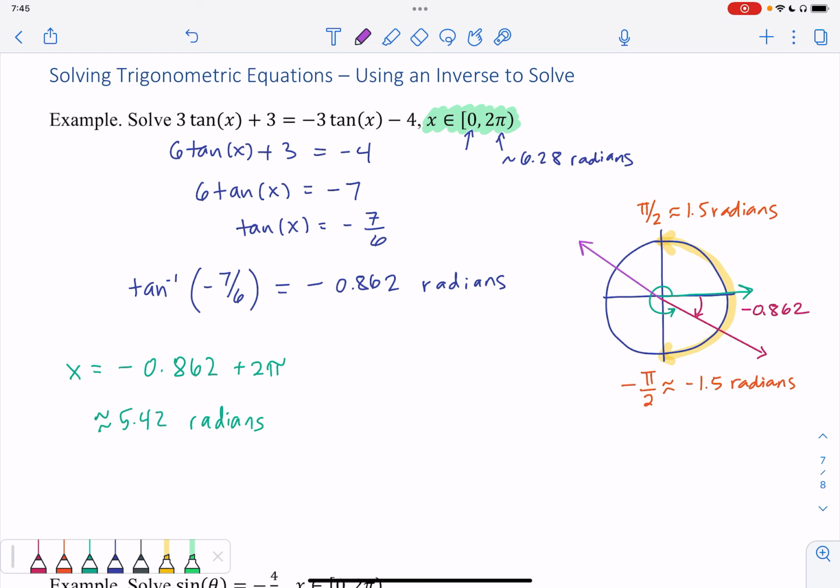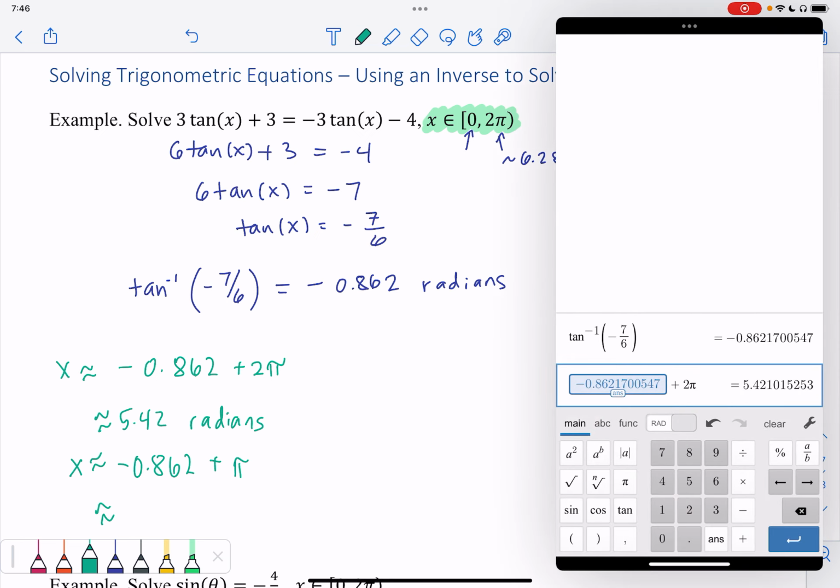But then how would I figure out what this angle is here? Well, let's start at negative 0.862. If I start here and add just pi, that's a half rotation and will land me on that angle there. So I'm just going to take my x, and I do need to approximate even up here if we're being extra annoying about it, which we always are. Negative 0.862 plus pi is going to be our other solution.